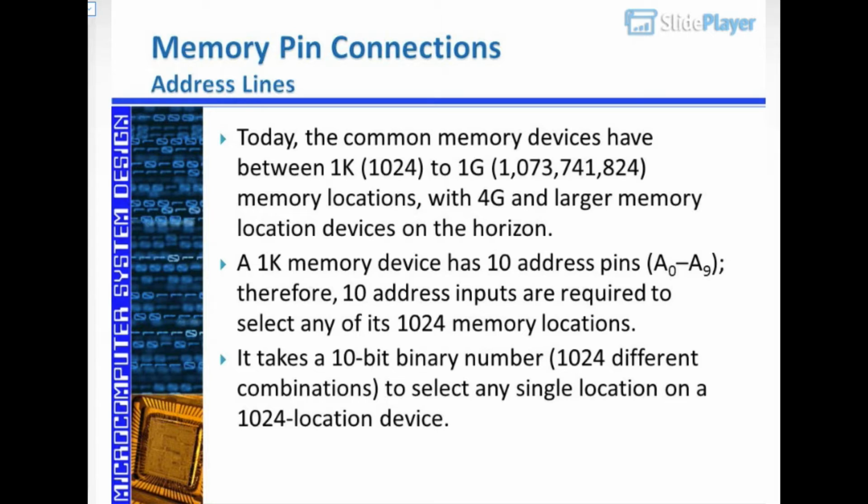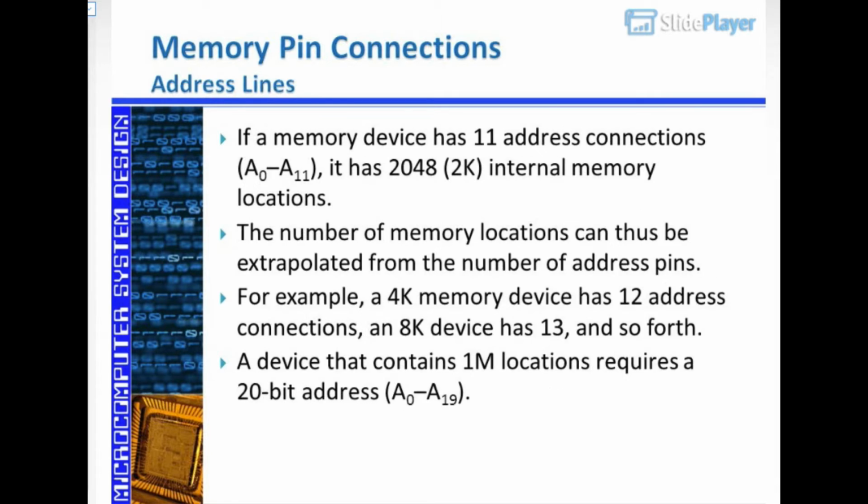Memory pin connections. Address lines. Today, the common memory devices have between 1K (1024) and 1G (1,073,741,824) memory locations, with 4G and larger memory location devices on the horizon. A 1K memory device has 10 address pins, A0 to A9. Therefore, 10 address inputs are required to select any of its 1024 memory locations. It takes a 10-bit binary number, 1024 different combinations, to select any single location on a 1024 location device.